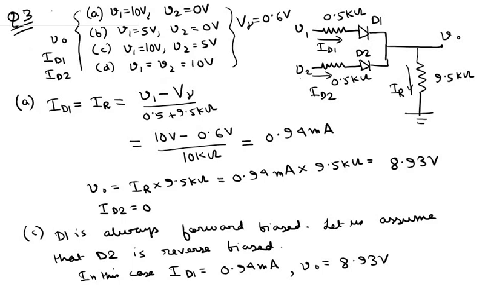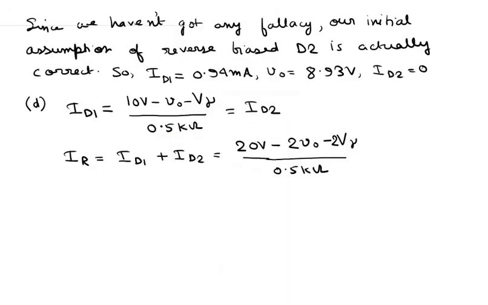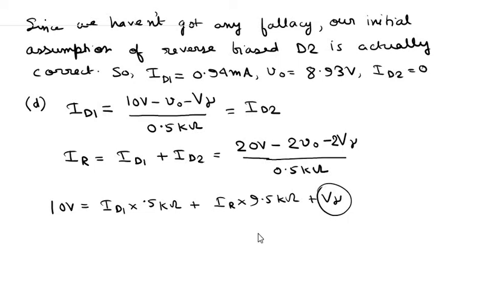Now in this case both this loop and this loop must satisfy Kirchhoff's voltage law. So we can do it with any loop, and we write Kirchhoff's voltage law over here. So 10 volts equals ID1 into 0.5 kilo ohms plus IR into 9.5 kilo ohms plus V gamma, and V gamma is given, it is 0.6 volts.